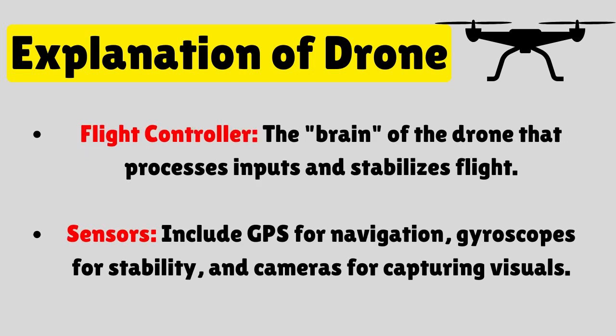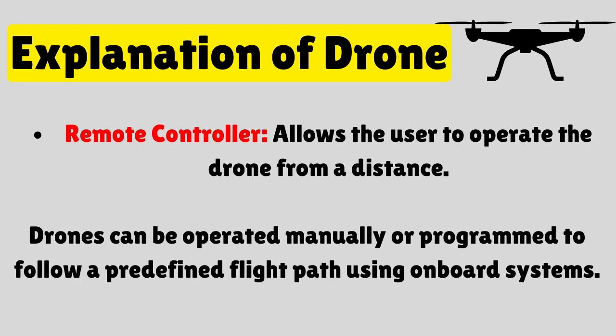Flight controller, the brain of the drone that processes inputs and stabilizes flight. Sensors include GPS for navigation, gyroscopes for stability, and cameras for capturing visuals. Remote controller allows the user to operate the drone from a distance. Drones can be operated manually or programmed to follow a predefined flight path using onboard systems.